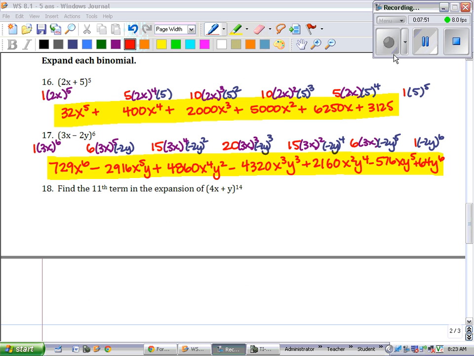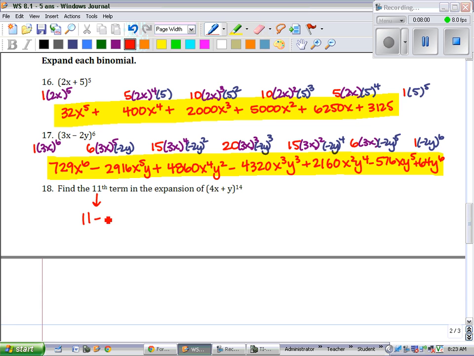Oh, for number 18, it asks you to find the 11th term in the expansion. Remember, 11 is not going to show up in your answer. We're going to take that number and subtract 1 from it. That tells me one of the exponents in my problem. This happens to be the second exponent.